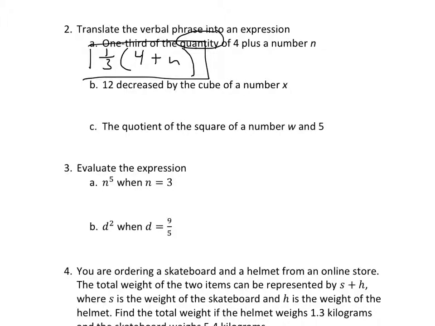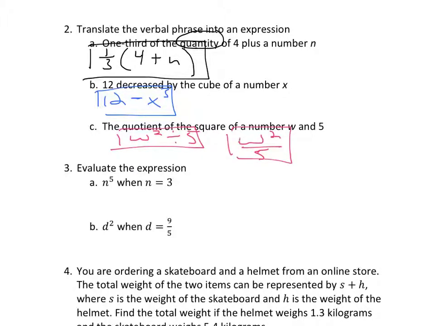We have 12 decreased by, remember if you look up in your table, it's subtraction, decreased by the cube of a number x. So x cubed. And the last one here, the quotient of the square of a number w, so w squared. Remember, quotient means divided, so you could use this sign or you could do a fraction line, divided by 5. So this would be one correct answer, or w squared over 5 is another correct answer, because the division sign and a fraction bar really mean the same thing. They both mean divided by.